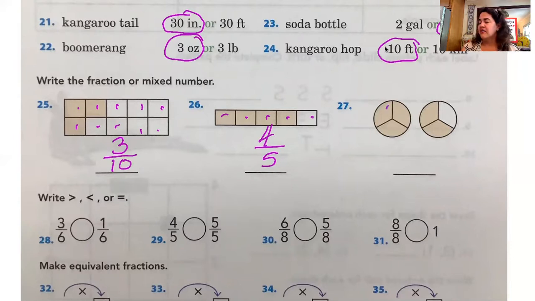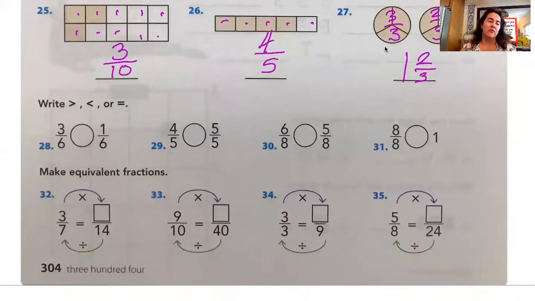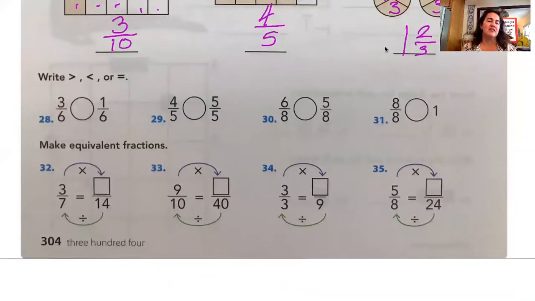I have 3 out of 3 right here, so that's 1. And then I have 2 out of 3. So I end up with 1 and 2/3. Good job. All right, which one's larger, 3/6 or 1/6? Joshua? 3/6, right? Would you rather have 3 pieces of cake or 1 piece of cake?